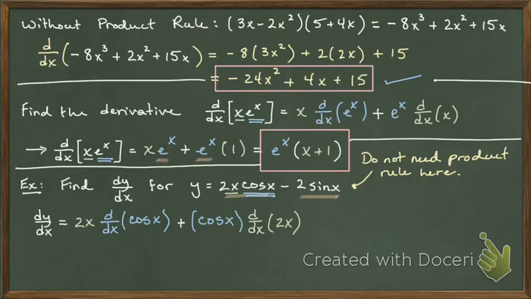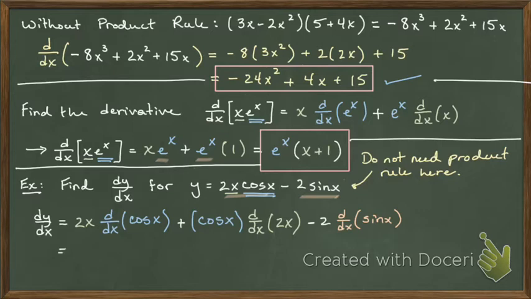I just have 2 times sine. That's a constant multiple. That 2 is multiplying my sine. So that's just really 2 times the derivative of sine of x, right? I would take that as I would from before without knowing the product rule. So don't use product rule there. You don't need to with the 2.